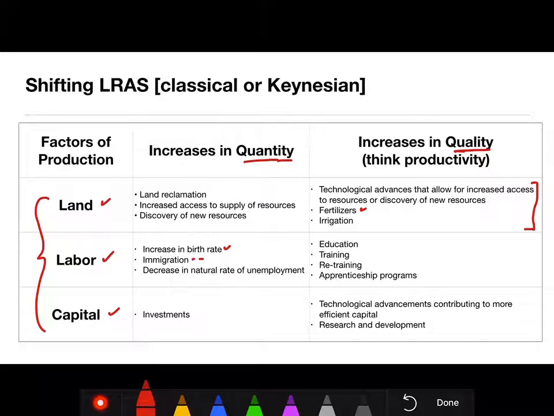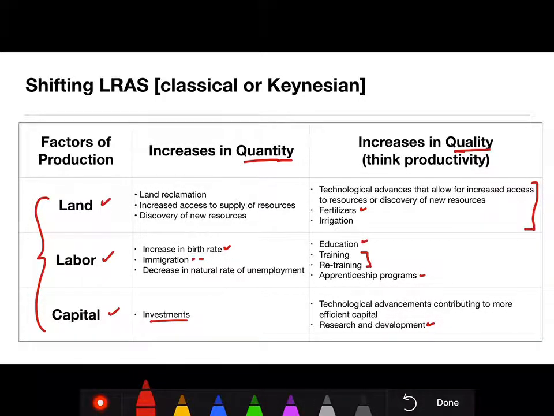The increases in quality of labor. Education's a big one. Training and retraining. And apprenticeship programs. Anything that retrains labor for new jobs is a really big deal. Capital investments. Anything that increases the quality of capital. So not just more capital, but now improving the research and development capabilities of a particular country or a company increases the overall quality of goods and availability of those in your country.